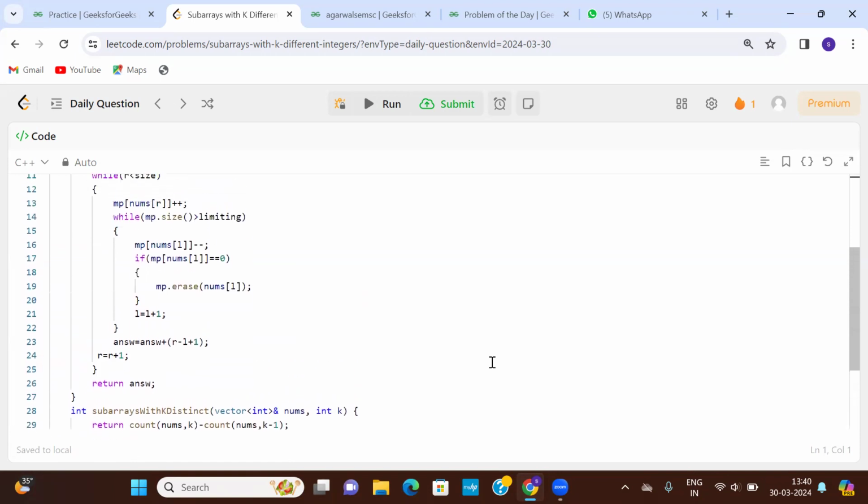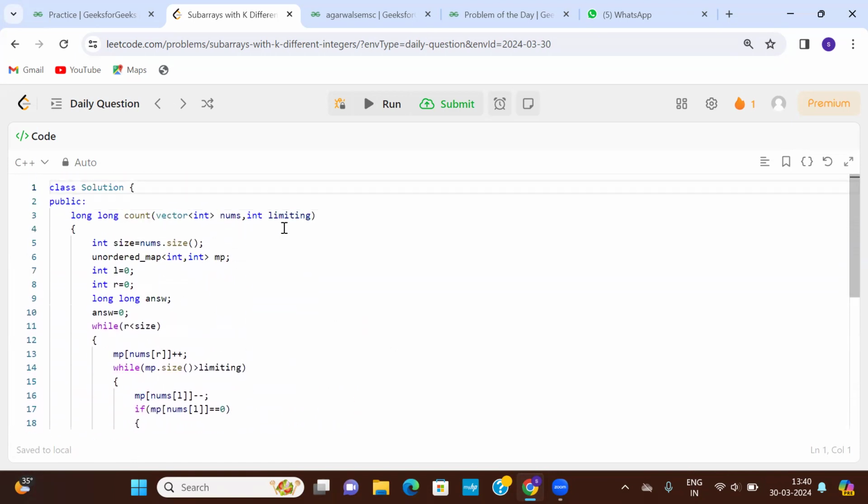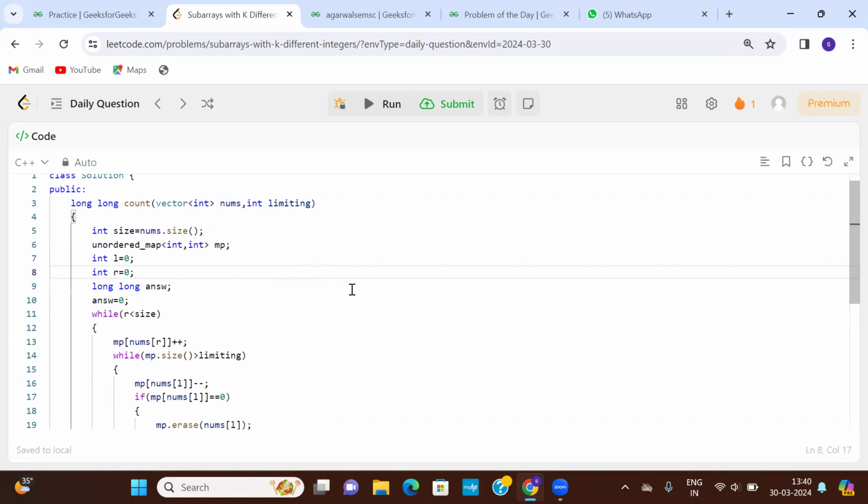Now let us look at the count function. This count function is taking an array nums and a value of limit. This function will return the number of subarrays in which the number of distinct integers is lesser than or equal to this limit variable. First of all, I have computed the size of the array, int size equals nums.size. Then I have maintained a map. Why have I maintained a map? In order to find the number of distinct integers present in a particular subarray, I have taken the help of a map, because we know in a map we cannot store duplicate values.